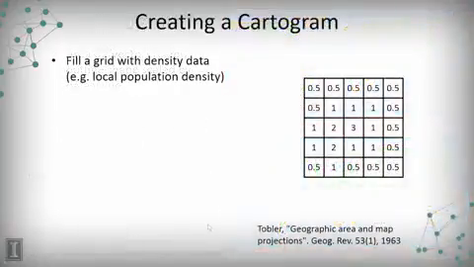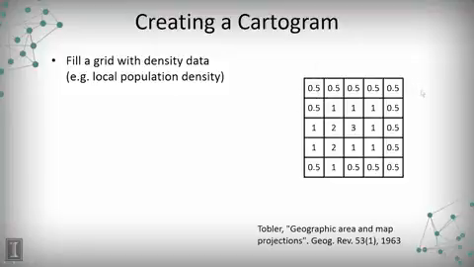So how do you create those cartograms? Well, you start in this case with a grid of density data. And this is an old algorithm for doing this. There's better techniques that are more sophisticated but also much more complicated. This is a nice way to do it. If you just fill a grid in with density data, such as your local population density, so within some unit area, what is the population density? And so it could be heavily populated in this area and lightly populated in these areas.